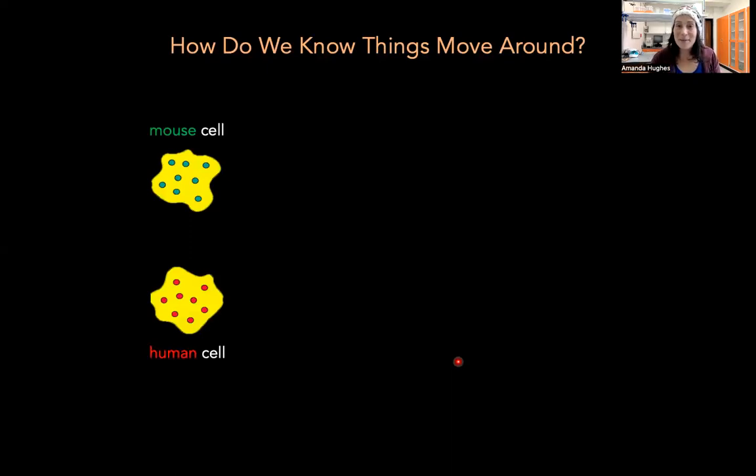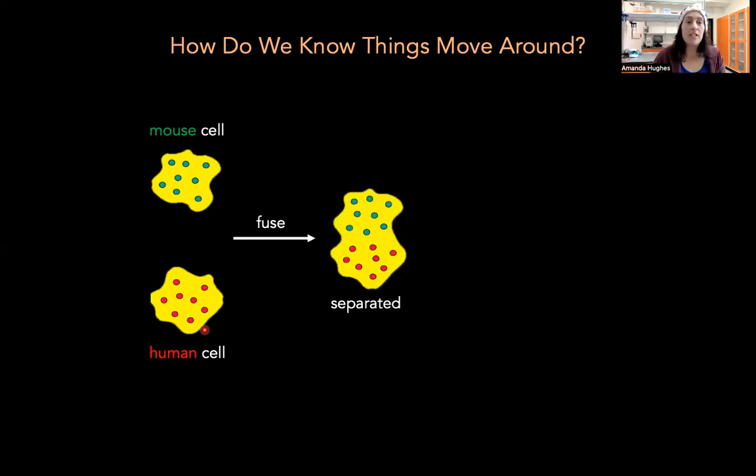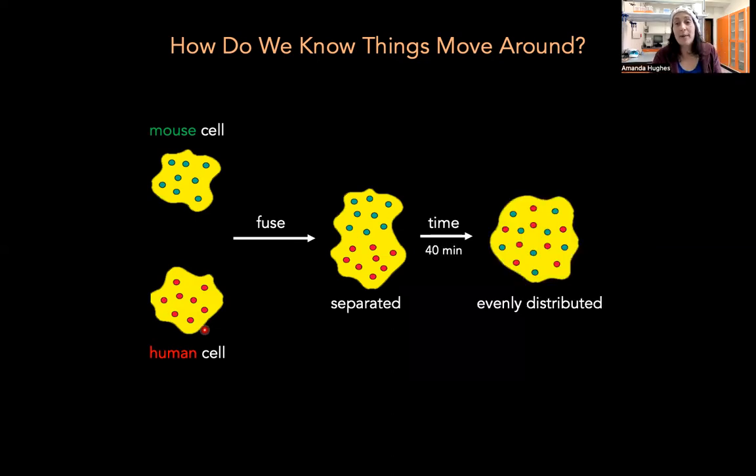Well, there was this excellent experiment done where they labeled some proteins on a mouse cell with green fluorescent protein, and they labeled similar proteins in a human cell, but only with red fluorescent protein. If you fuse those two cells together and make one giant cell, you see, or in the experiment they saw, that over time, in about 40 minutes, when they went back to check, there was an equal distribution of red and green fluorescent protein, which would indicate that, right, everything's fluidly moving around.